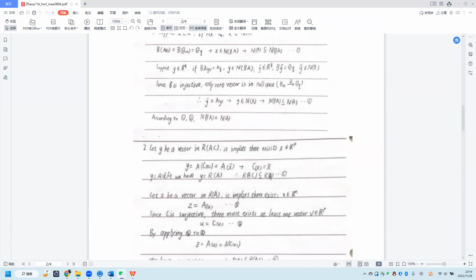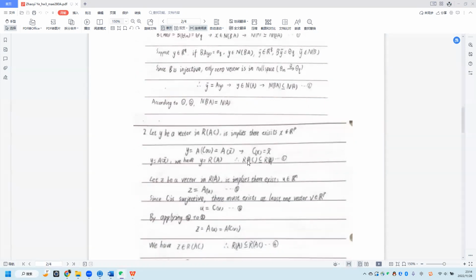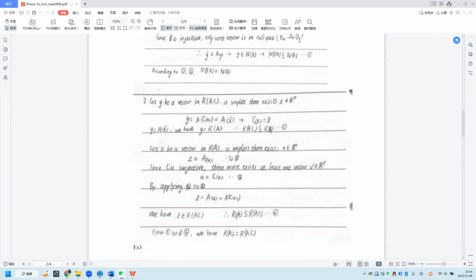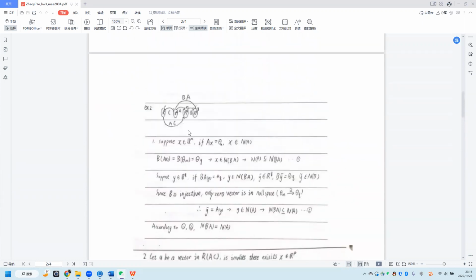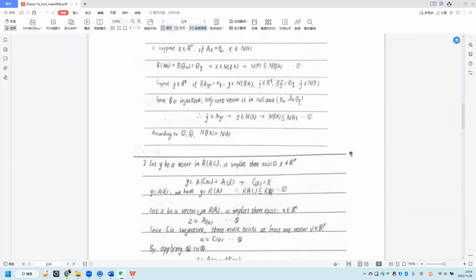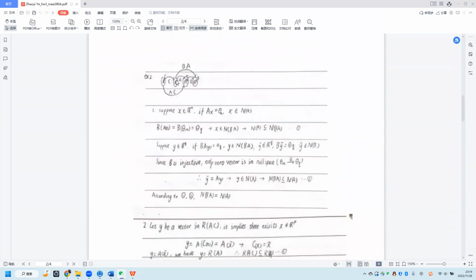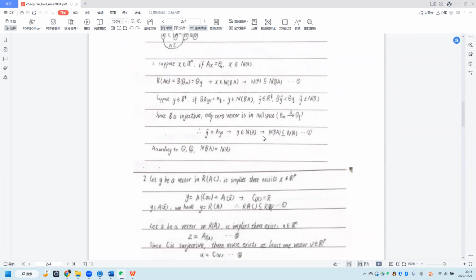So since y is equal to Ax hat, we can say that y is also in the range of A. So we can conclude that the range of AC is a subspace of the range of A. And then inversely, suppose there is a vector z in the range of A. So there is a u in Rn, which could be mapped by A.